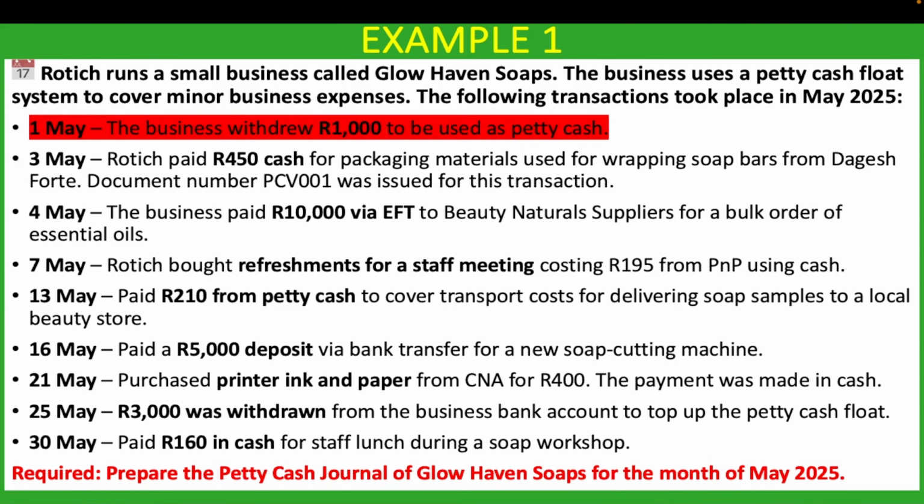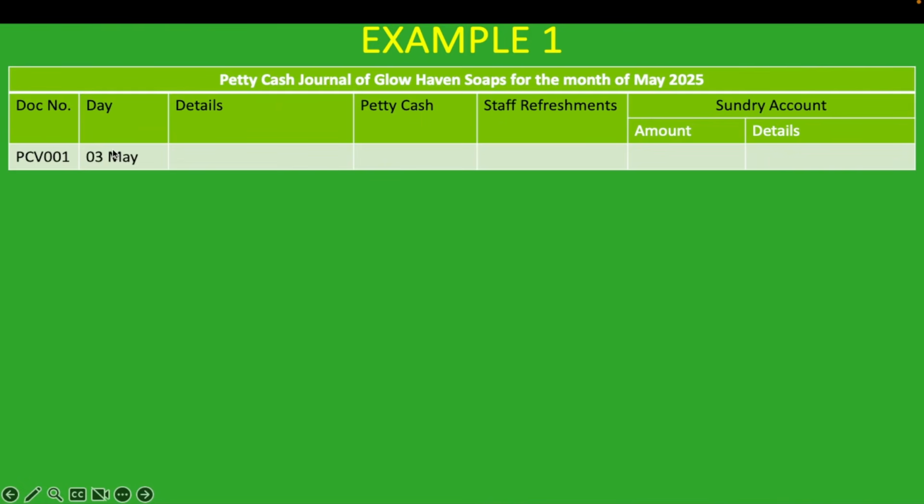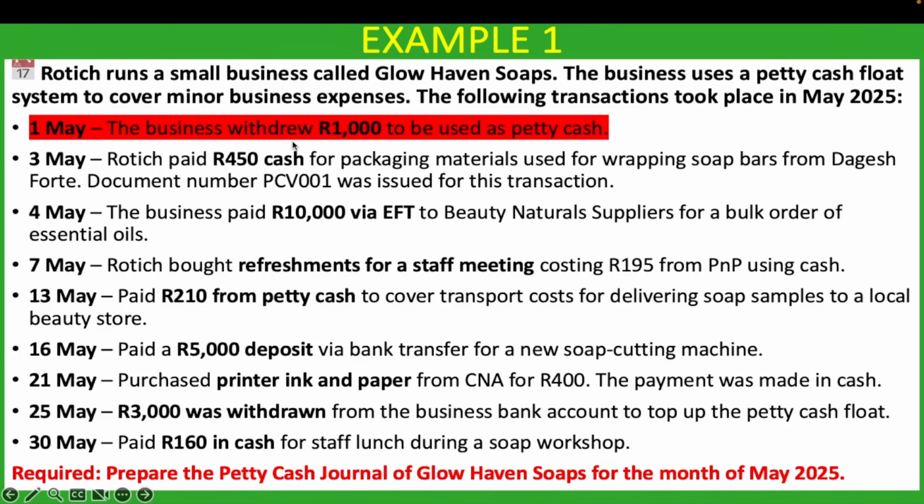Okay, so let's put our details here. We've got the document number PCV001, and it's the 3rd of May. So let's do just that. PCV001 and the 3rd of May. And then the detail here is, where did the money go to? Who did we pay this money to? Well, let's go back to our information here. We're told Rotich paid 450 Rand cash for packaging material used for wrapping soap bars from Dagesh Forte.